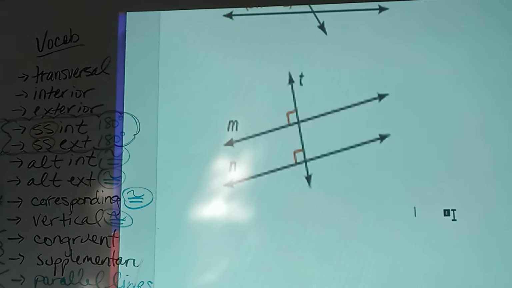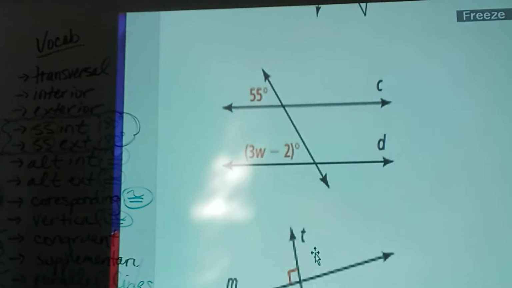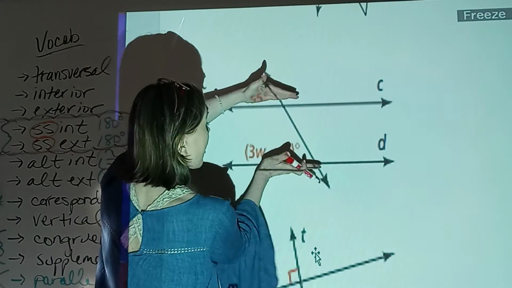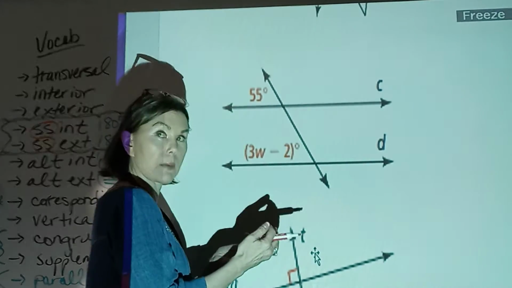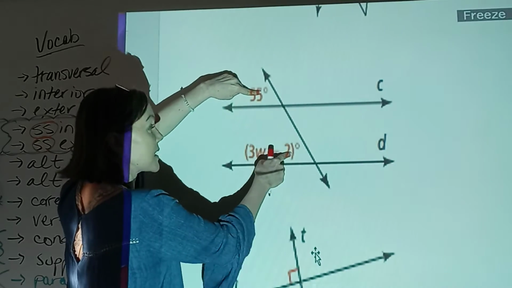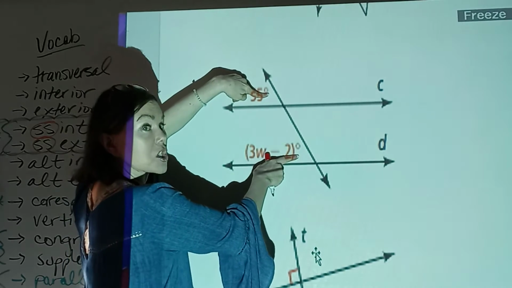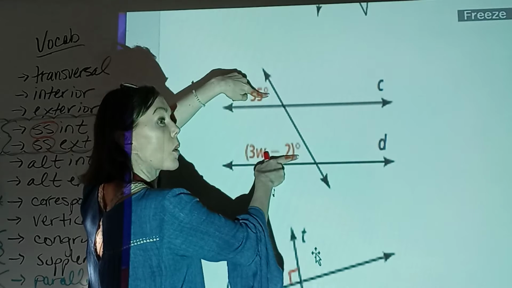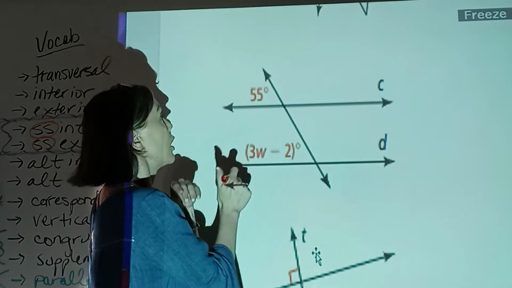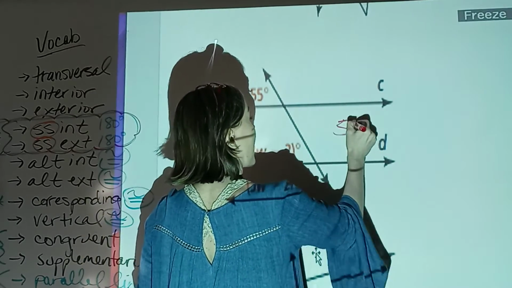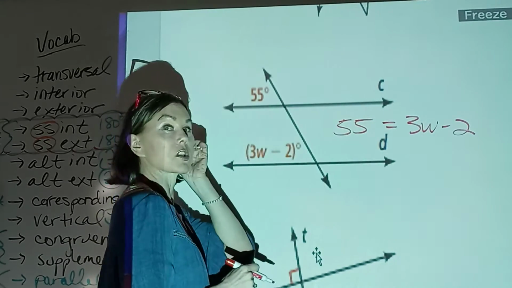Right? So let's go back down to our previous example here where we just were. And here we have, once again, two parallel lines cut by this transversal. And you have to look at the angles that are labeled, okay? It's this angle and this angle. And you should say to yourself, oh, these two angles are in the same position, different parallel line. Those are corresponding, so I know that those are equal to each other. So how would we set this up to solve for the variable? We would set them equal to each other. So 55 equals 3w minus 2. Okay, and then we just solve for w.